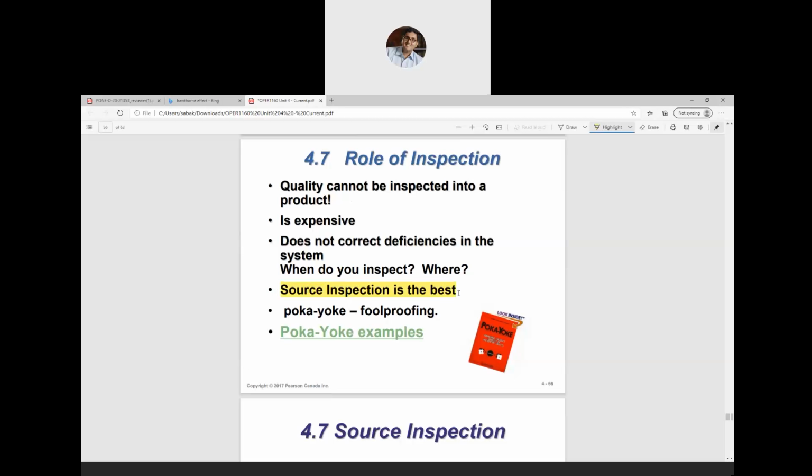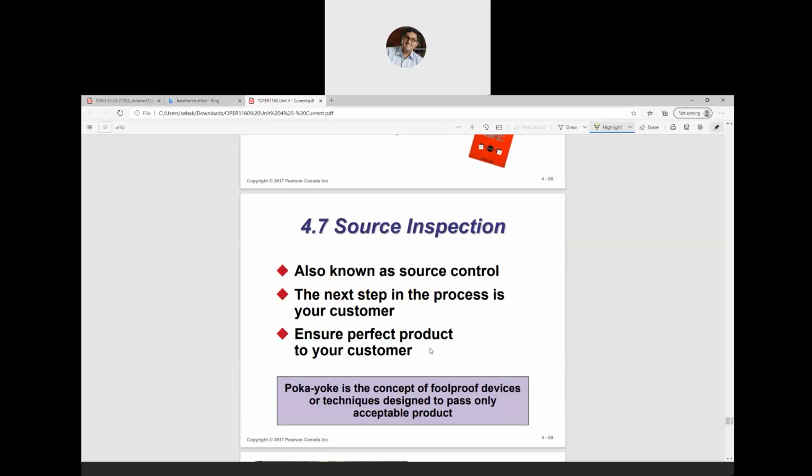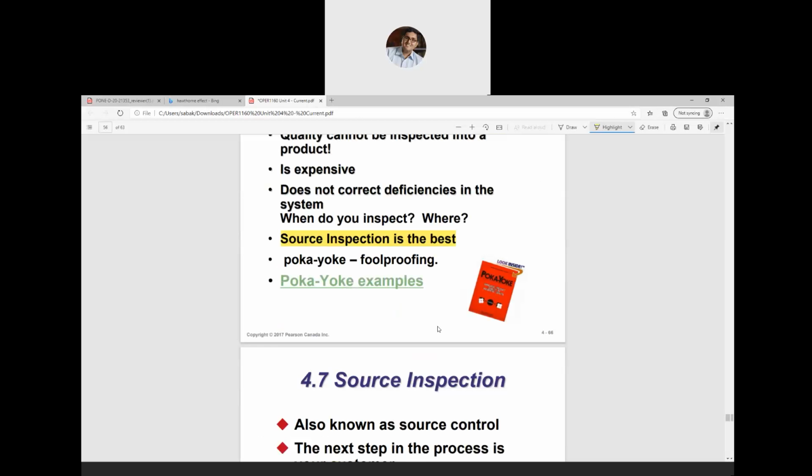If the materials are not okay, don't allow the material to be manufactured. If the things are good, make sure that it is processed. Now, after the first step in the process, you check the item which is being produced. If the thing is good, then only allow it to go to the next stage. If the things are not good, stop it from going to the next stage. So this is what is called source inspection.